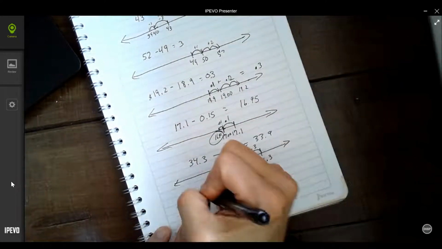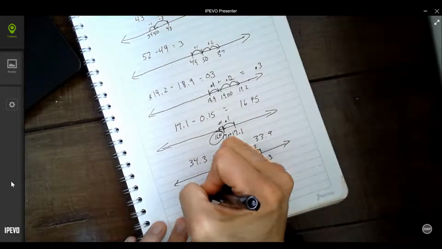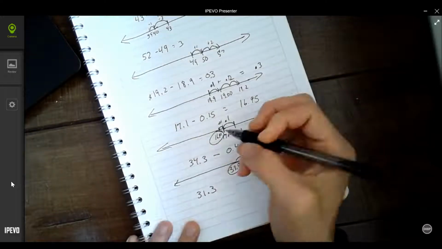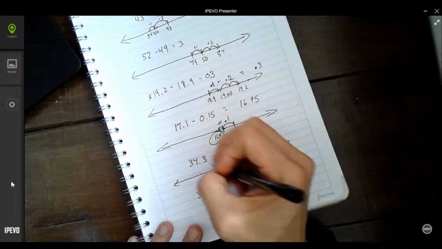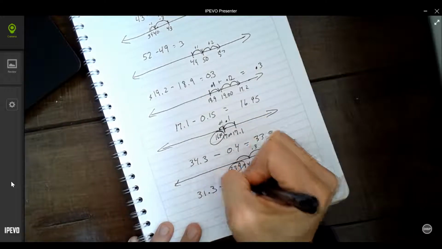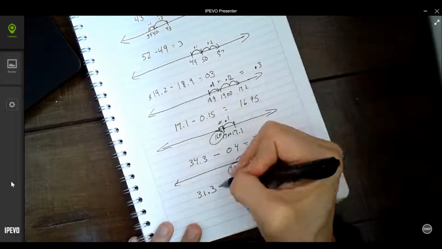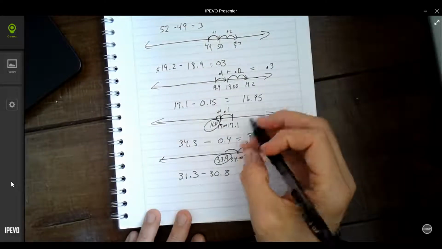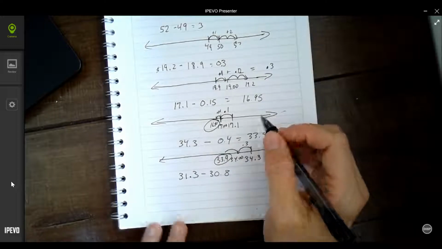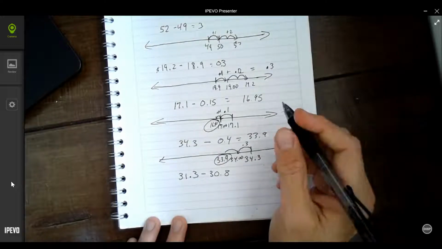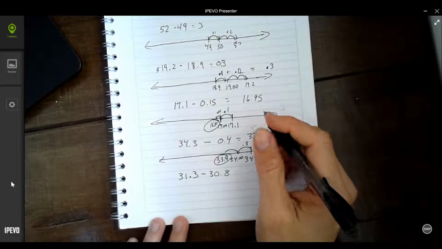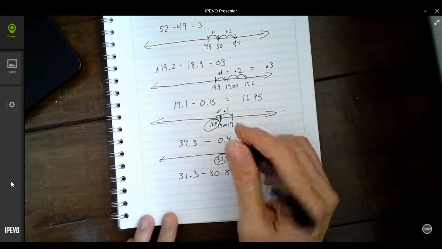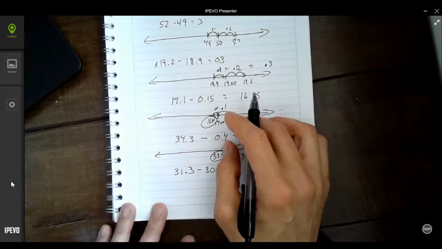Okay, last problem. We're going to look at $31.30 minus 30 and 8 tenths. Or we could look at this as $31.30 minus $30.80. Go ahead and solve it. Pause it, solve it, share it.